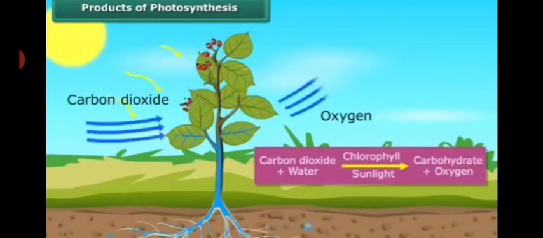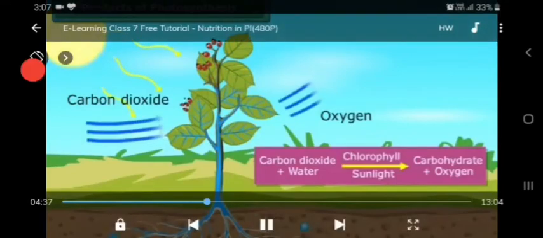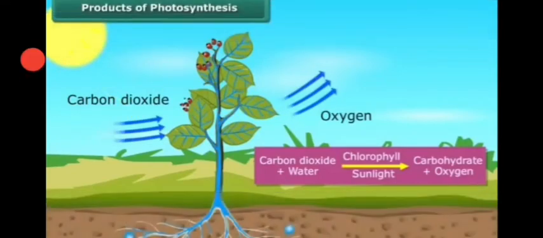So here in a simple red color column box, it is written that the plant is taking two things, that is the carbon dioxide and water. And where is the food prepared? It is prepared in the chlorophyll which is present in the leaf, and it also requires the sunlight to prepare it. Just like we need fire to cook any food, the leaf also requires sunlight to prepare the food.